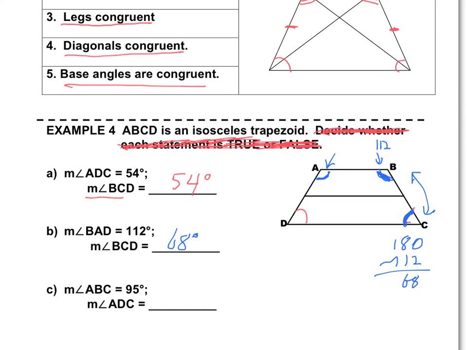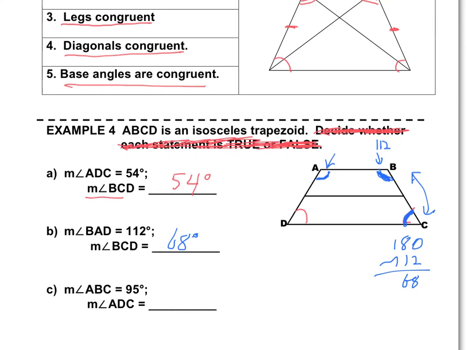Base angles are congruent. These guys are base angles as well. They're on the other base. They're on the top base, right? So if this is 112, this is 112. And then we remember that these two angles right here are same side interior, so they're supplementary, which means 112 plus this guy has to make 180. We figured it out to be 68.